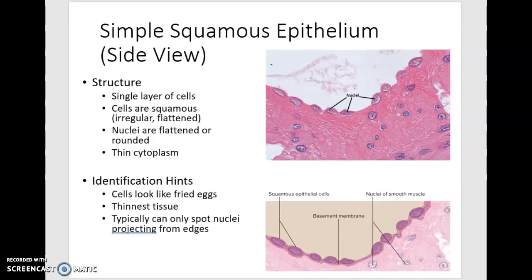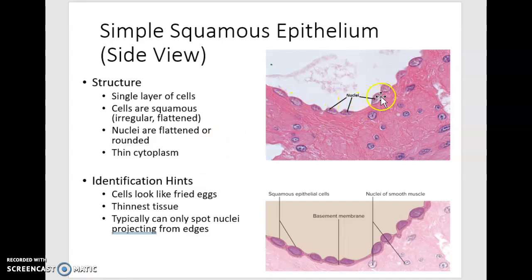Simple squamous epithelium. This is a side view. So this is mostly how we will look at all other tissue. This structure is a single layer of cells. The cells are squamous, so they are regular and flattened. The nuclei are flattened or rounded.